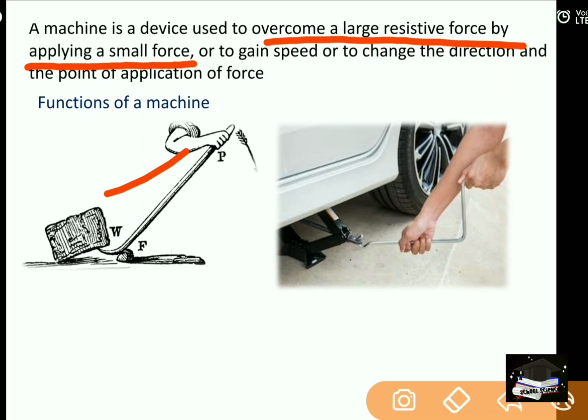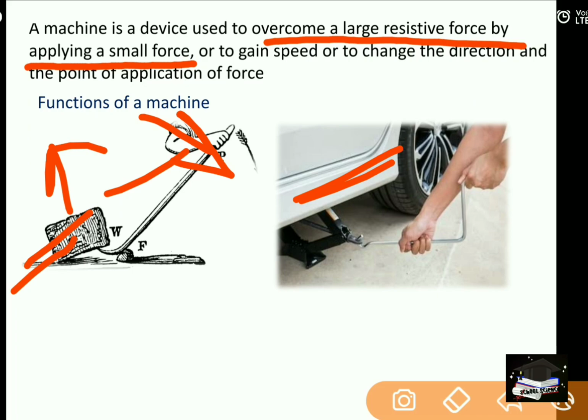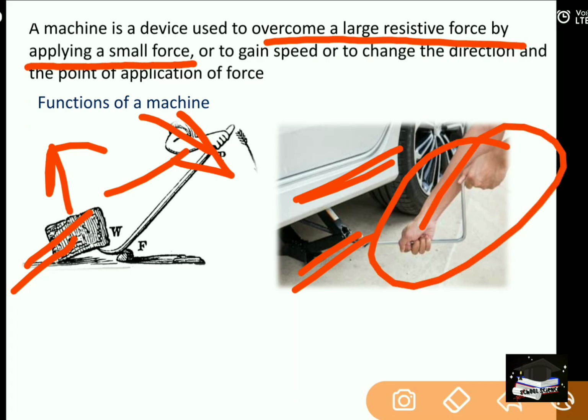Look at this example. We cannot lift this load directly, so what we do, we apply small effort out here, with the help of which we can raise this load. Out here we cannot lift car with our hand while changing the tire. It will be extremely difficult for us, so we use a jack screw, which is a machine, to lift the car, and we can do that by applying small amount of force.